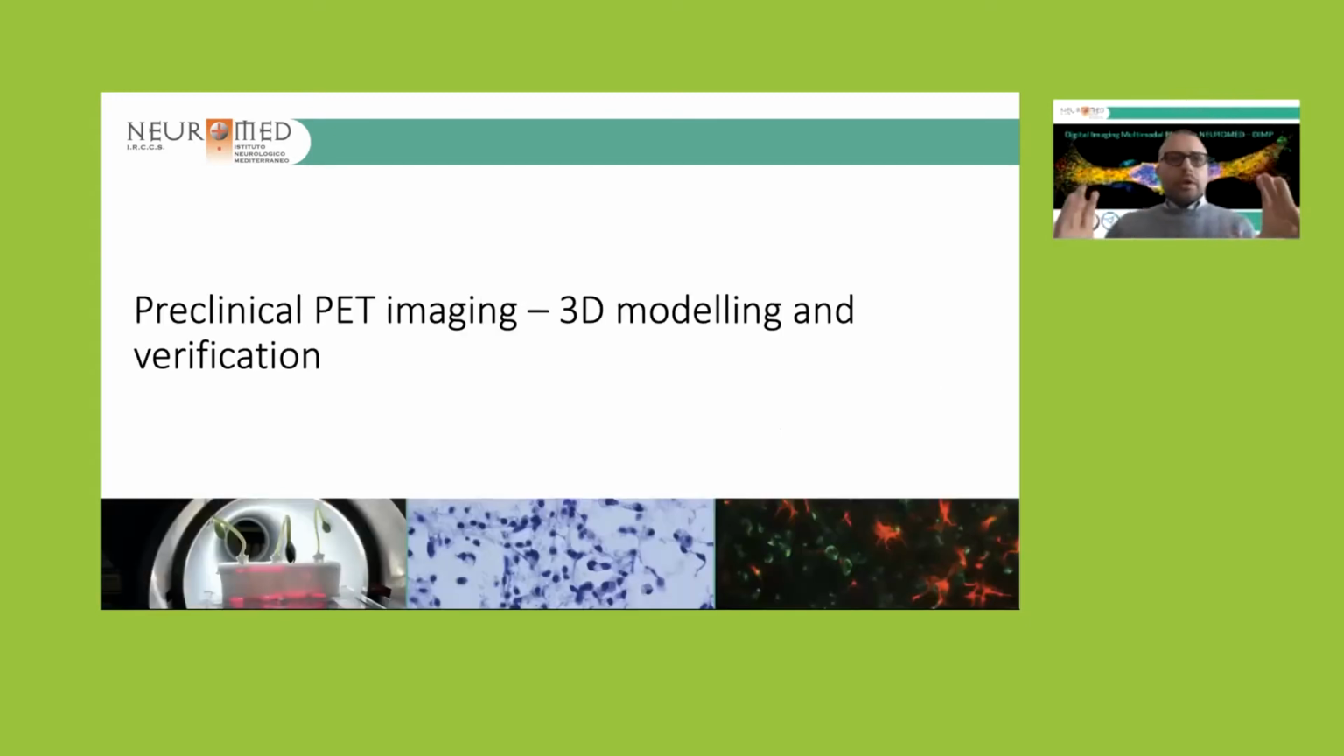And now we go to the next: clinical PET imaging, 3D modeling, and verification. So we now get maybe the first, or a clear, example on how such a digital technology could bring hints into functional mechanisms.